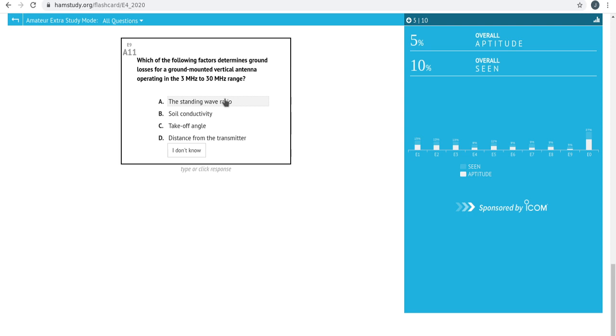Which of the following factors determines ground loss for ground mounted vertical antennas operating in the 3 megahertz to 30 megahertz range? A, the standing wave ratio. B, soil conductivity. C, takeoff angle. D, distance from the transmitter.